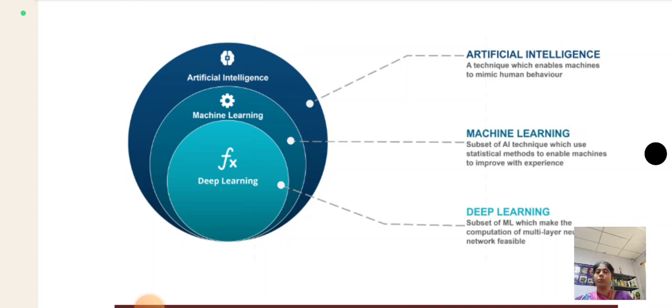Initially we had artificial intelligence, used in the early 90s, and after that we have machine learning. Here we have n number of algorithms that are used to make the machine gain experience from the data which is already available, and improve that experience by using the algorithms. Next is deep learning. Deep learning is a subset of machine learning. It makes computations using a multi-layer neural network, so that it can be used to predict things in advance.